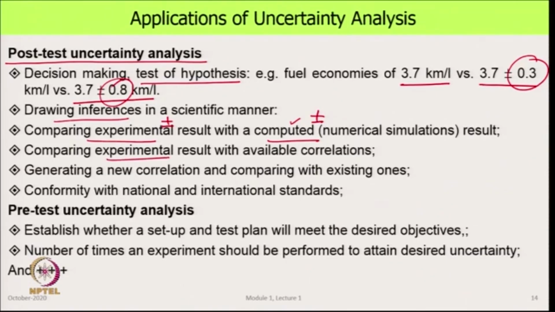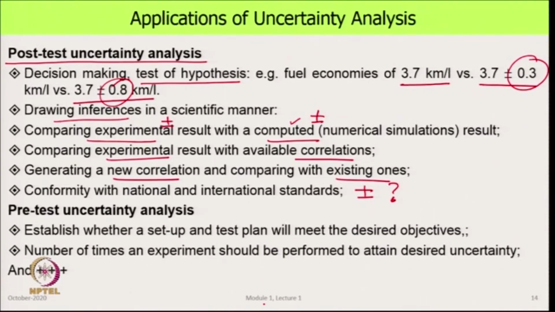We could also want to compare an experimental result with available correlations, or we would like to generate a new correlation and compare with existing ones, or, more importantly, if we want a product to be certified according to a certain national or international standard, we will get a data plus minus something. So, this is all post test uncertainty, that means we have done the experiment and now we are looking at how to interpret the data.